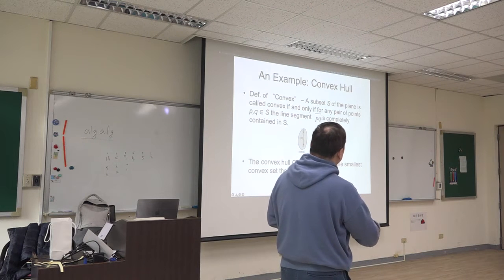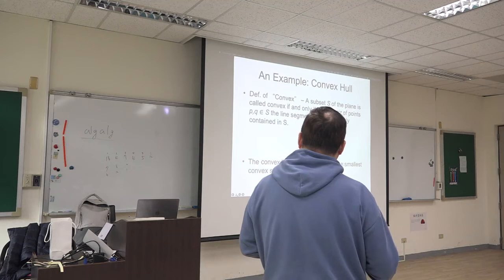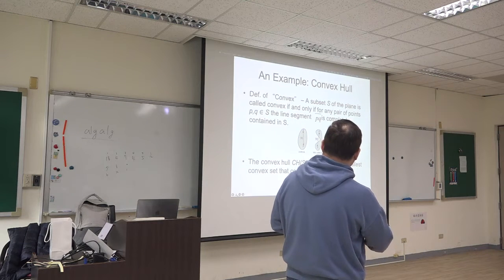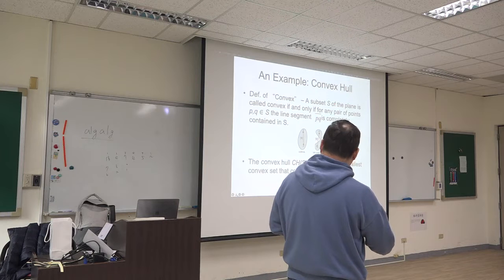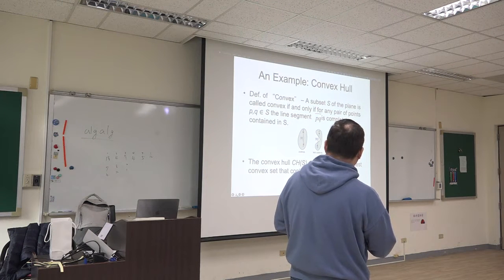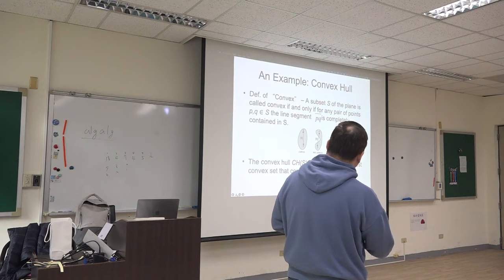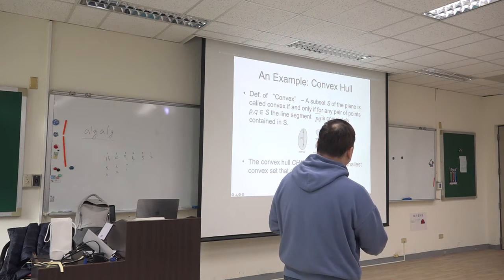So what is convex hull? Obviously, convex hull is two words, right? So let's talk about convex first. Convex is a subset of a plane. We call that subset convex if and only if for any pair of points P, Q in this set, the line segment PQ is completely contained in that set.